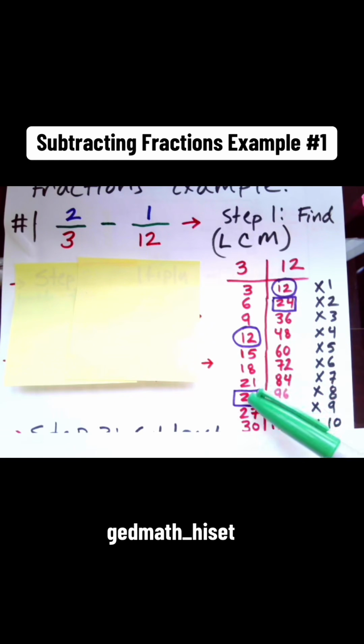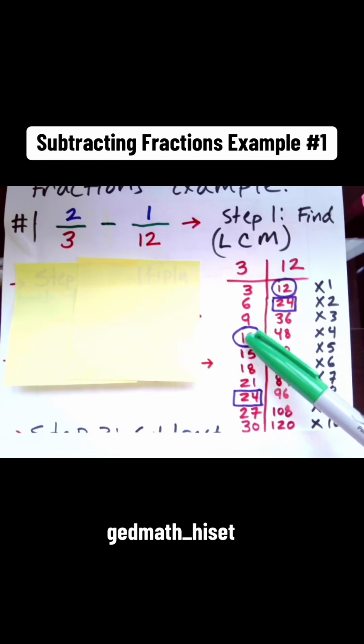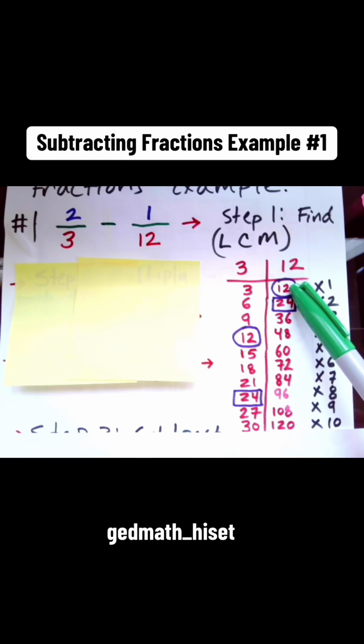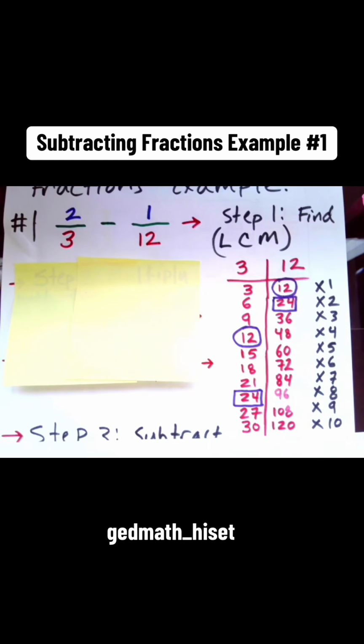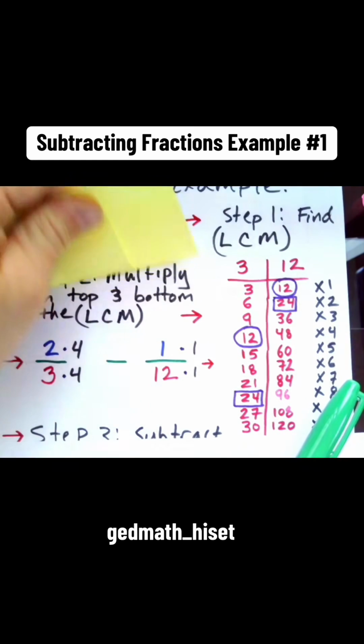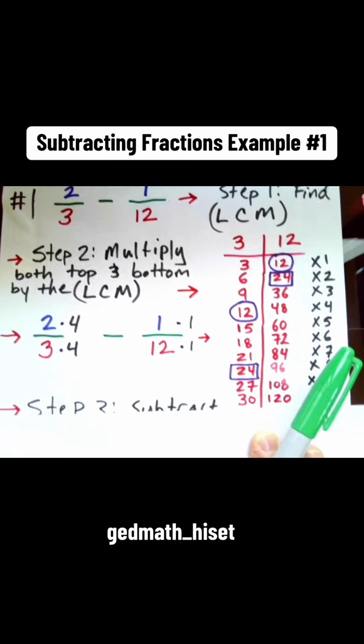So which one is the smallest, 24 or 12? I'm looking for the least common denominator, which here would be 12, and the multiplier for 3 would be 3 times 4 is 12, and for 12, 12 times 1 is 12. So I'm going to multiply both top and bottom by that multiplier. And you will see that here in step number 2.